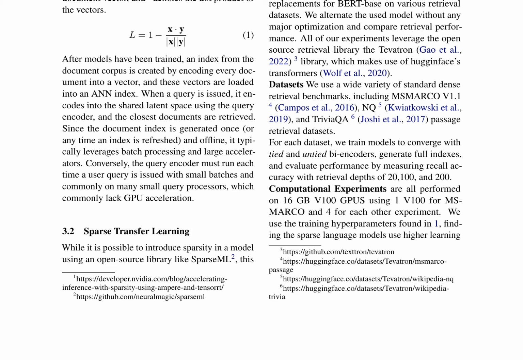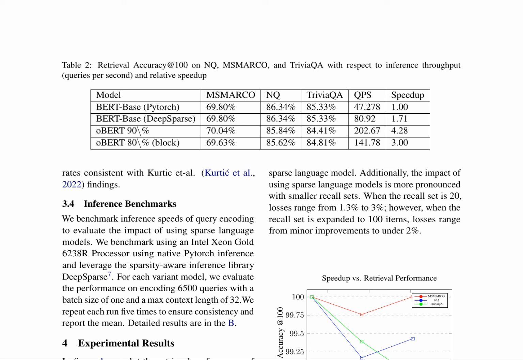The results of this study provide valuable insights into the effectiveness of this approach and its potential applications in information retrieval. Table 2 presents the retrieval accuracy at 100 and inference throughput for various models, including BERT base with PyTorch and Deep Sparse, as well as oBERT with different sparsity levels. The results indicate that the use of sparse language models can lead to significant improvements in inference speed without compromising accuracy. Specifically, the oBERT 90% sparse model achieves a 4.28x speedup over the BERT-base PyTorch model, while maintaining a retrieval accuracy comparable to the dense baseline.